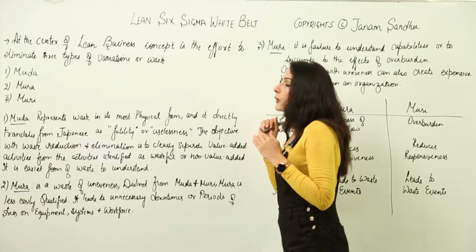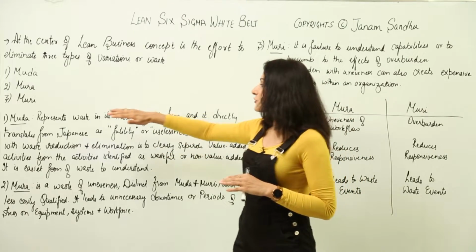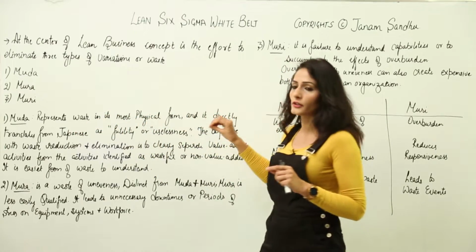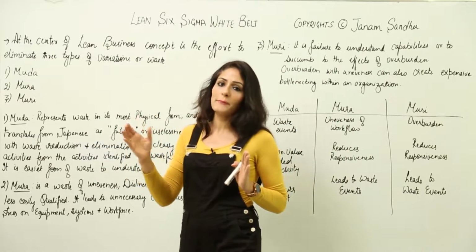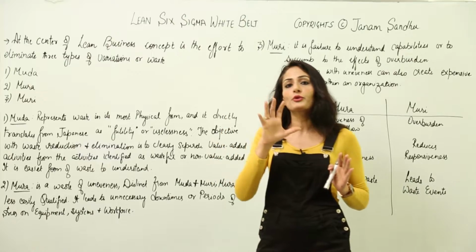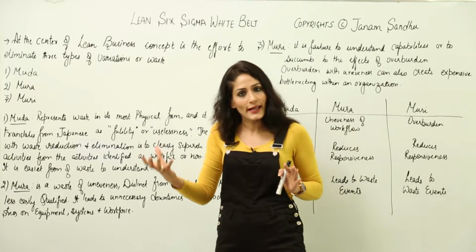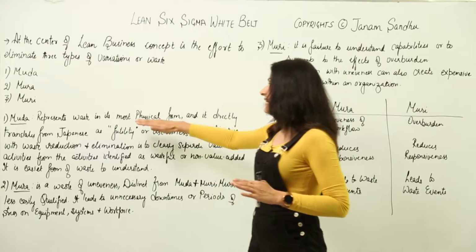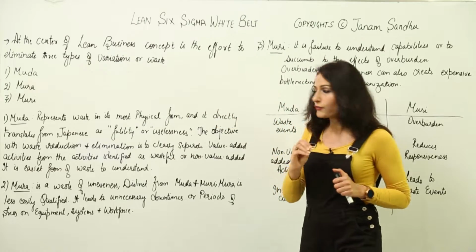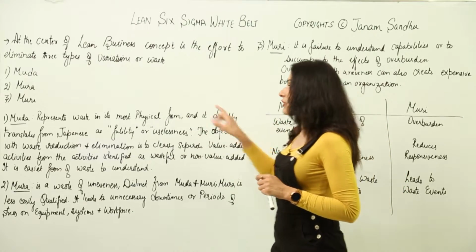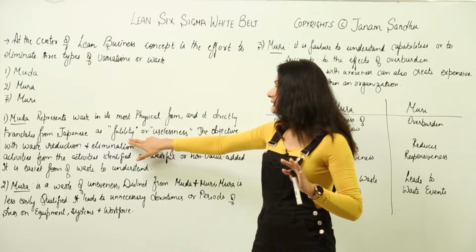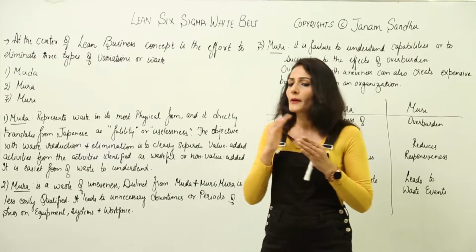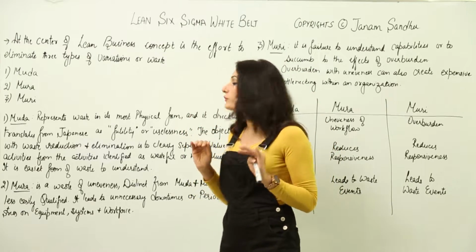When we talk about Muda, Muda represents waste in its most physical form, because when you create your value streams and your process map, you will understand what kind of Muda is there, what kind of non-value added activities are there. It's the waste in its most physical form, and in Japanese Muda means futility or uselessness, something that is futile, that is of no use.